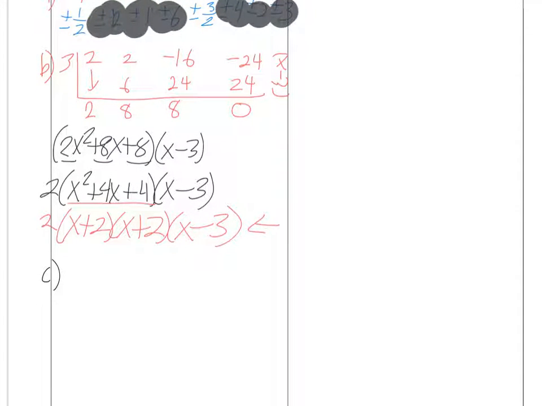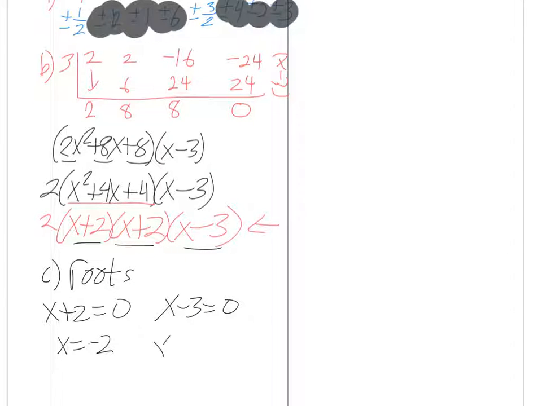Part C is when I begin to list my roots. Now, my roots, otherwise known as x-intercepts, are going to be anything that makes these parentheses equal 0. So we're going to have x plus 2 equals 0, and that means that x equals negative 2 is one of my roots. In fact, it has a multiplicity of 2, because there are 2 of them. And the second part is x minus 3 is equal to 0, which means that x equals 3 is one of my roots. These are my only 2 roots. There are no other terms I can plug things in for.